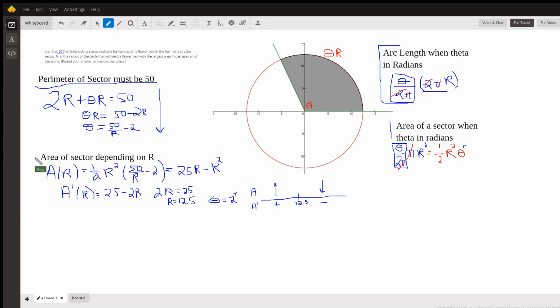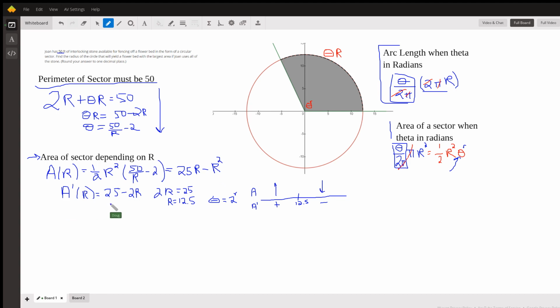And now we can find the area of a sector depending on just r, because we can replace this theta for this particular problem with 50 over r minus 2. And if I distribute, removing the parentheses, I get 25r minus r squared. That's the equation of a downward opening parabola. So we could find the vertex of that parabola and find the r value that generated the maximum, or we can use calculus, first derivative test.